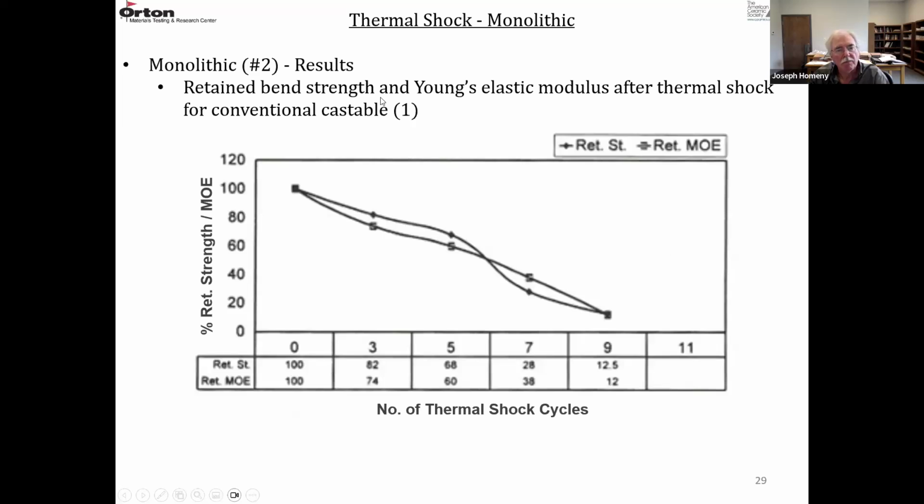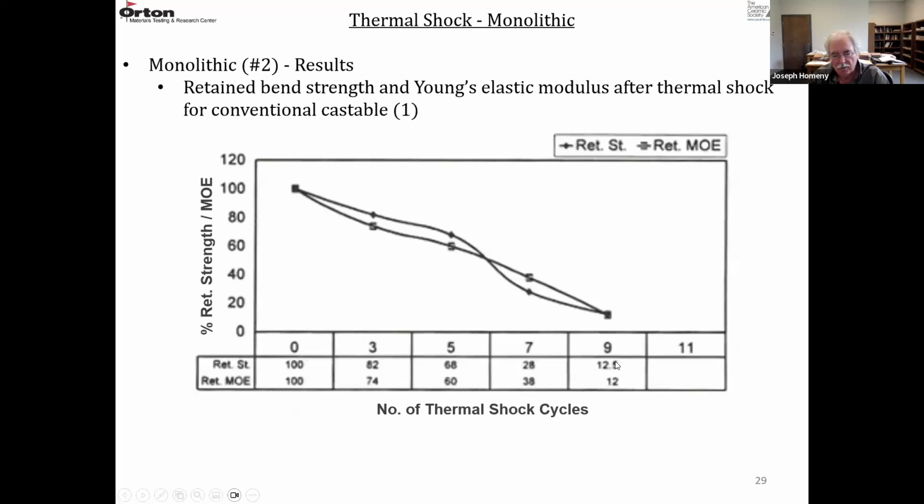So the retained bend strength and retained Young's elastic modulus after thermal shock. This is for the conventional castable number one. So retained strength or MOE. The diamonds are the retained strength, the squares are the retained Young's modulus. They're very similar trends. So this is 0, 3, 5, 7, and 9 cycles.